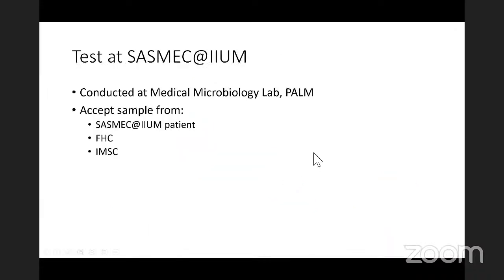Testing at SUSMEC and IIUM is conducted at the medical microbiology lab, and we accept samples from our patients in SUSMEC and IIUM, and also specimens from FAC and IMSC. For the past few weeks, I have received questions on whether people can walk in to send samples for testing in our lab, which is not appropriate. You first need to be seen by the doctors, and if the doctors think the test is indicated, then the specimen should be collected by the doctor or the paramedics involved in managing the patient.